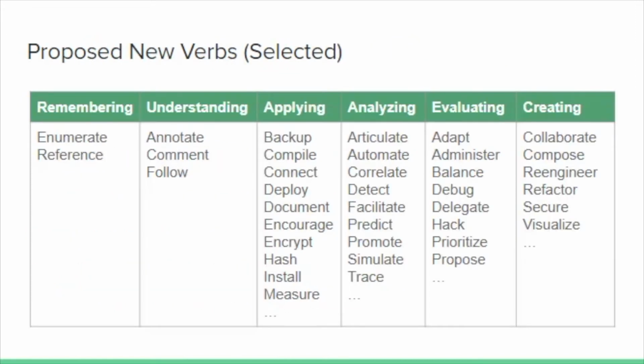This table shows a selection of the new verbs at each different level of the Bloom's Revised Taxonomy. In this talk, I'll give just a few examples of how some of these verbs could be used. We'll take a look at the verbs backup, measure, trace, and refactor. And as you can see, backup and measure are at the applying level, trace is at the analyzing level, and refactor is at the creating level.